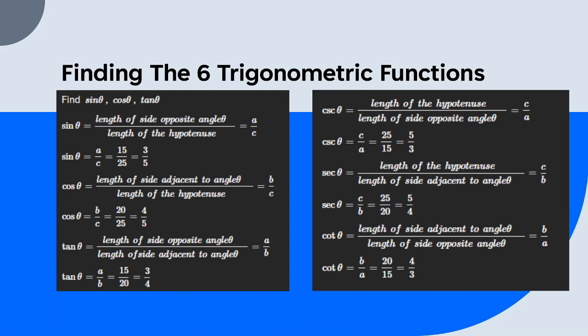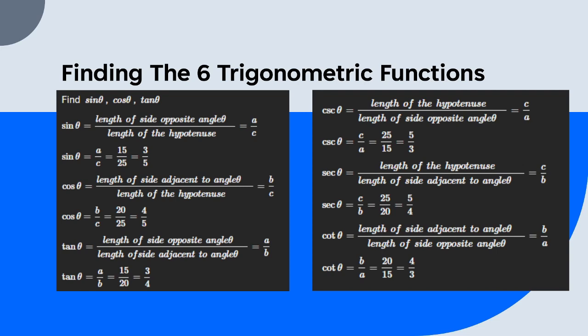Using that, we find these six trigonometric functions. First we're doing sine, cosine, and tangent. Sine is the length of the side opposite angle theta over the length of the hypotenuse, equaling a over c. With that being said, our a over c is 15 over 25, equaling 3 over 5.